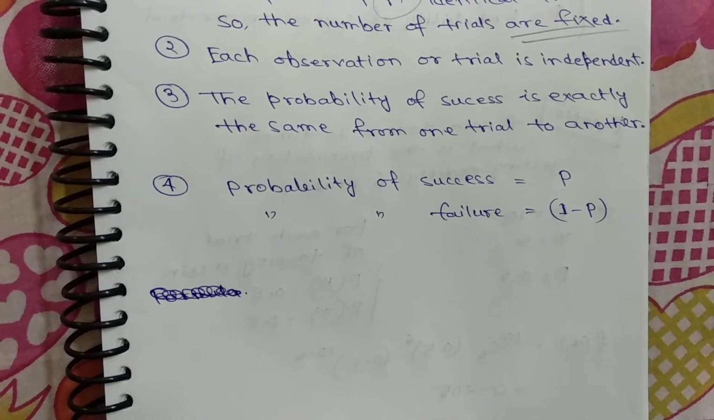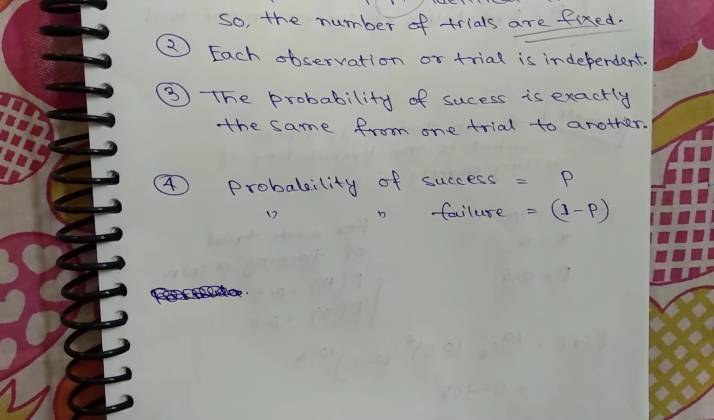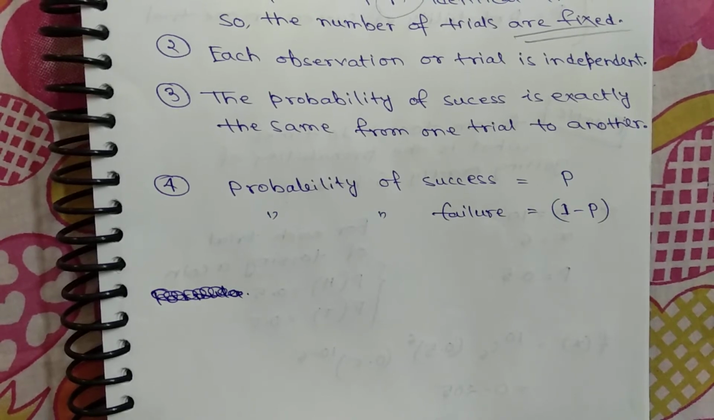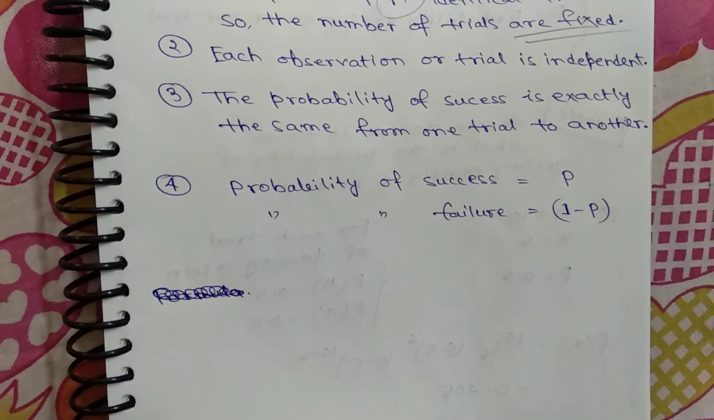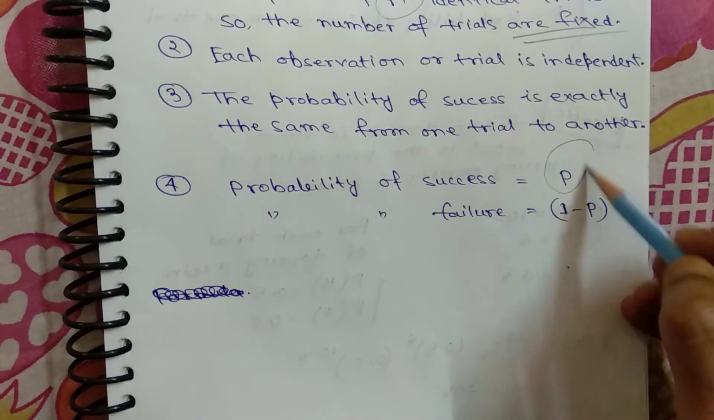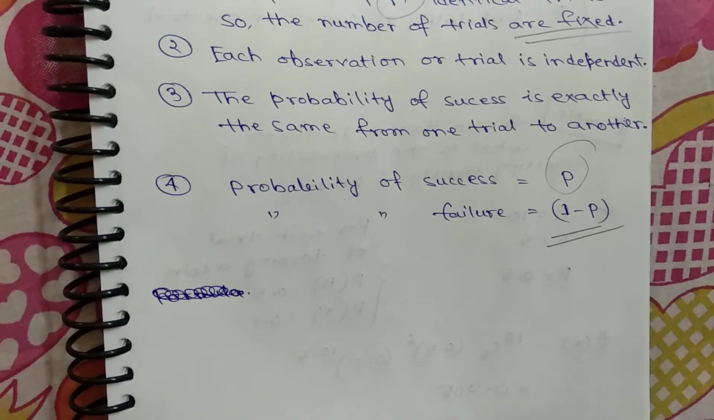Each observation or trial is independent. The probability of success is exactly the same as the probability of success of another trial. That means the probability of success in the second trial doesn't depend on the success probability of the first trial. Fourth one is the probability of success is denoted by P and the probability of failure is denoted by 1 minus P.